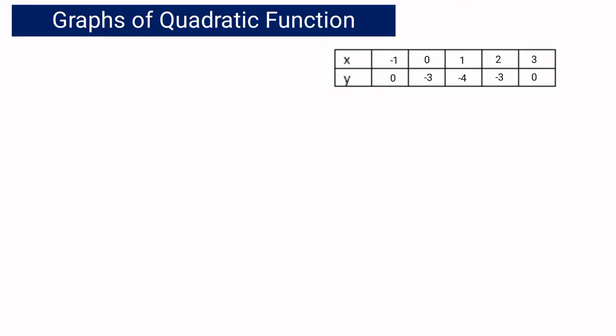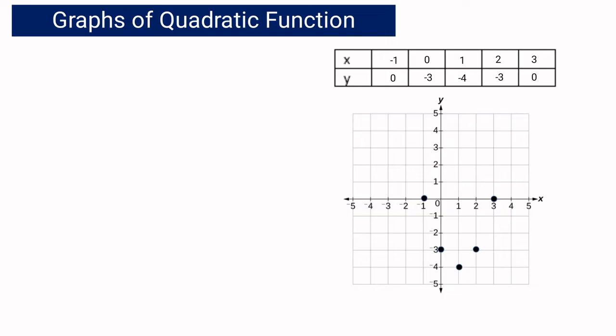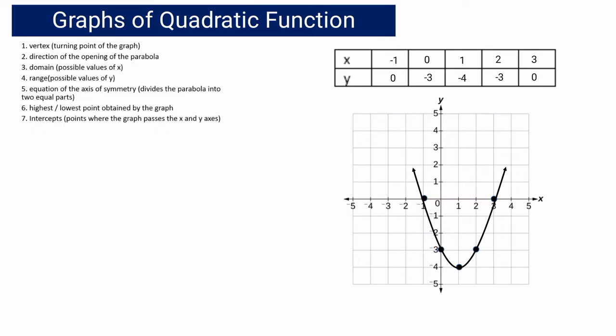We can already graph it in a Cartesian plane, obviously. Then if we graph it, our first point, negative 1, 0 is here. Here is 0, negative 3, 1, negative 4. This is 2, negative 3, and this is 3, 0. And if we connect the given points, then there is our parabola. Again, the graph of a quadratic function is called the parabola. Since we already have the graph, we are now ready to identify the following.